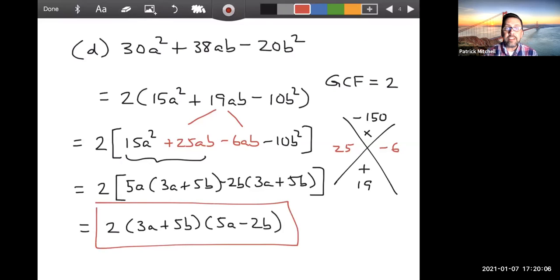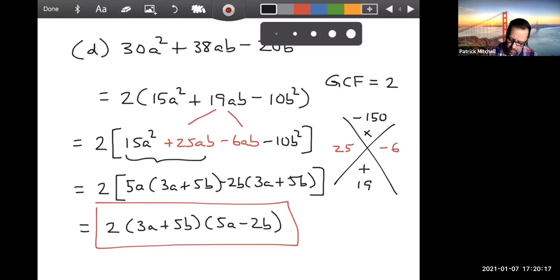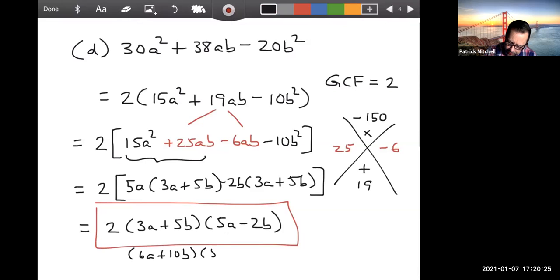And remember, if you want to check this one, you would start by distributing the 2 into just one of those factors, like the 3a plus 5b, right? So the first step of the check, and I'm not going to do the whole thing, would be to distribute this 2. That would give you 6a plus 10b, and then FOIL that with the 5a minus 2b. I'm going to write etc. there, so you know I'm just showing you how to do part of the check.